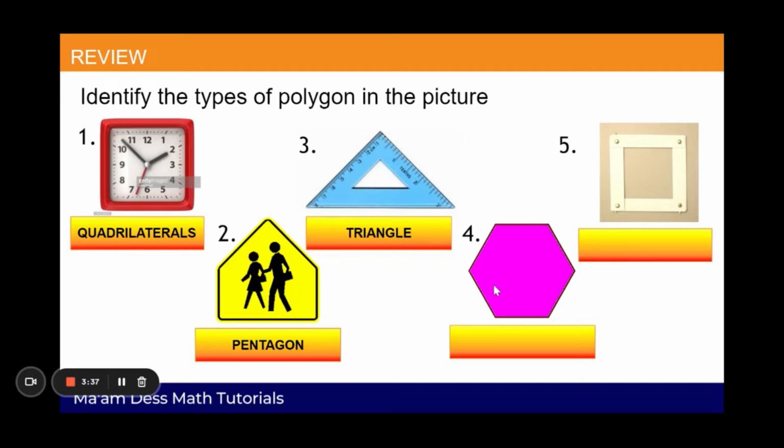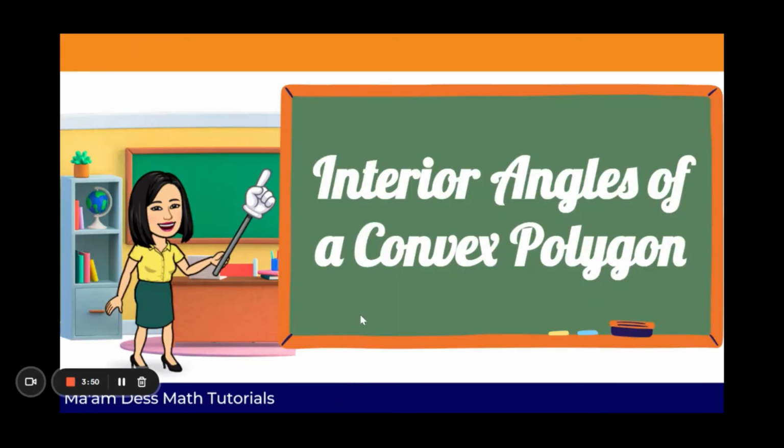Number 4, hexagon. Hexagon, as we all know, there are 6 sides in a hexagon. And the last, number 5, we have quadrilaterals. Okay? So, let's proceed now to our lesson. Interior angles of a convex polygon.